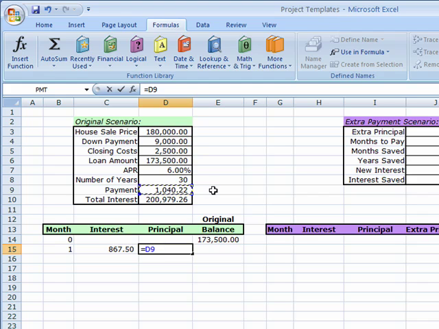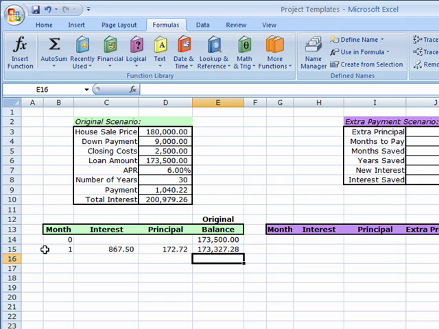Okay, the principal is our monthly payment, and we're going to again lock this in with the F4 or Apple T function, and then we're going to subtract the interest that we've paid in the first month. And this principal amount here is going to offset our balance of $173,500. So we'll make reference to the balance and simply subtract D15 there, our principal amount.